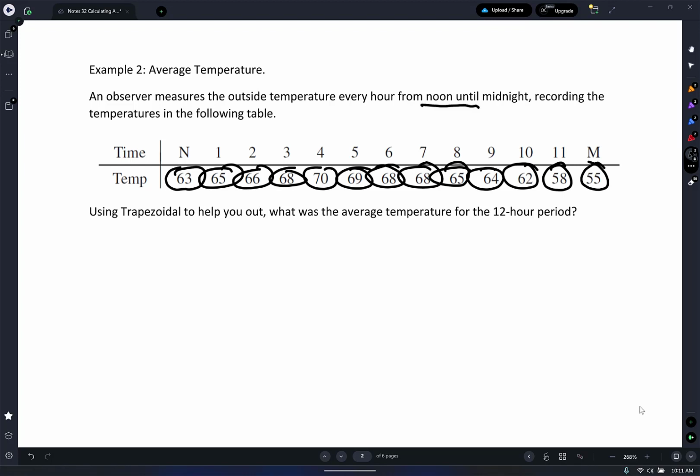So not 1 in the morning, 1 p.m. It's continuous, guys. 1 to 2. It's always changing, or technically, it's a continuous function all the time. Does that make sense?